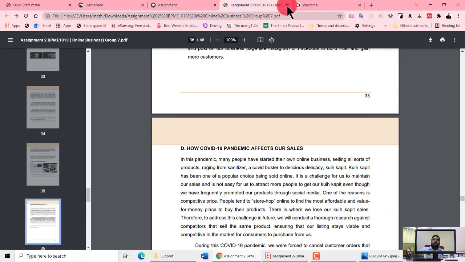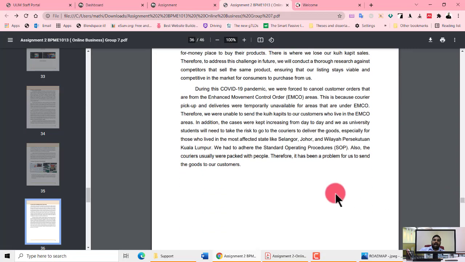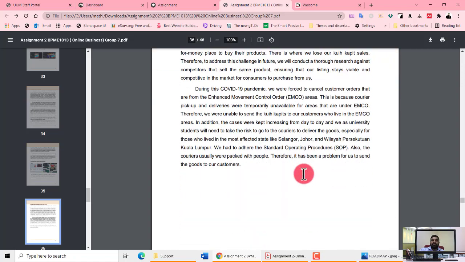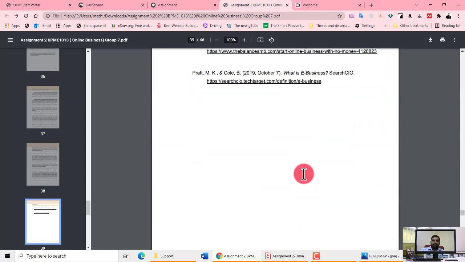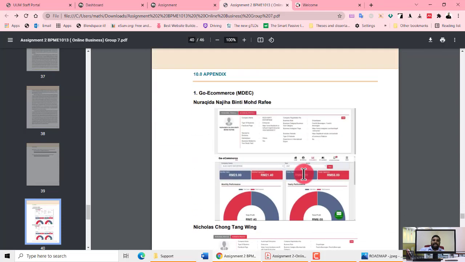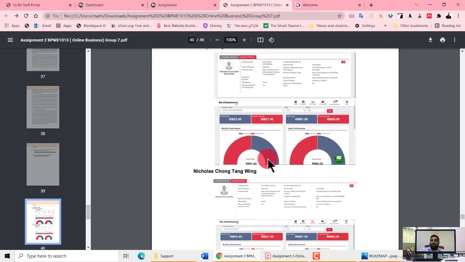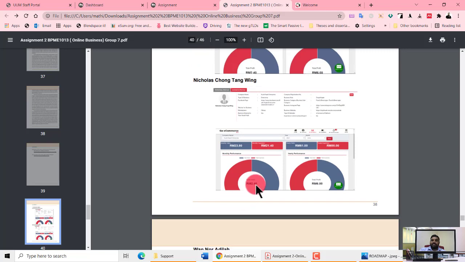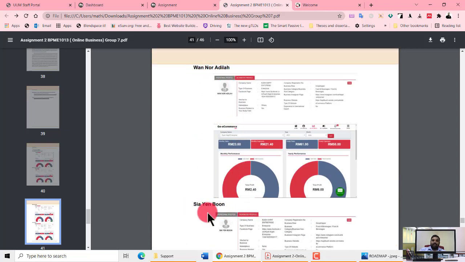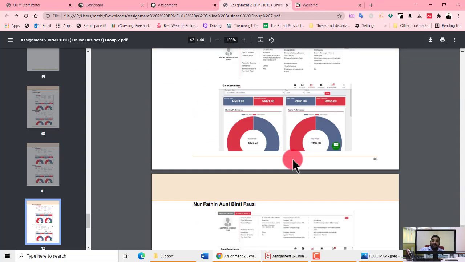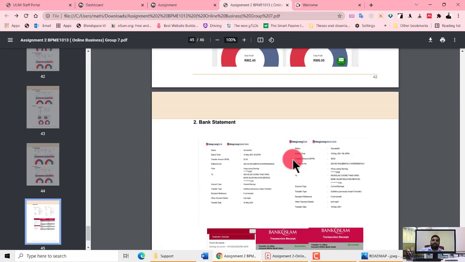So now we go to the GoCommerce portal. You see how COVID-19 affected our sales, this group put in a lot of effort. They explain one by one, and they put each and every member's portal. It means you have to put Nur Akida portal, so I have to see one by one. Otherwise, I won't give the marks. Nicholas portal, Wan Noraida, Sia Boon portal, Muhammad Ashraf portal, Wan Nur Azlina portal and so on. You see, 10 members' portal.